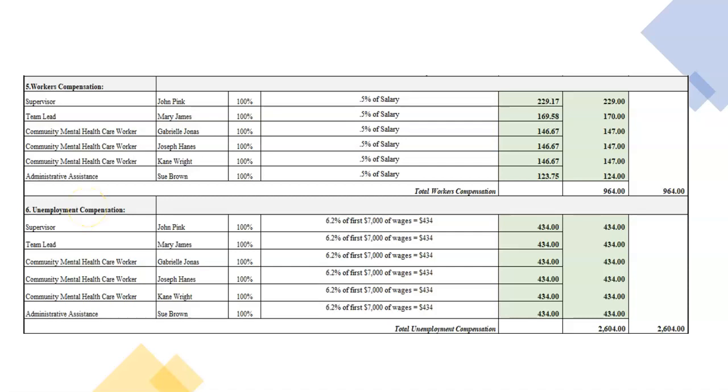Again, please be sure to list each position separately, copy the position title and staff name as stated in the salary section. And again, most importantly, if the position is partially allocated to the program, be sure your fringe benefit is also allocated at the same rate.